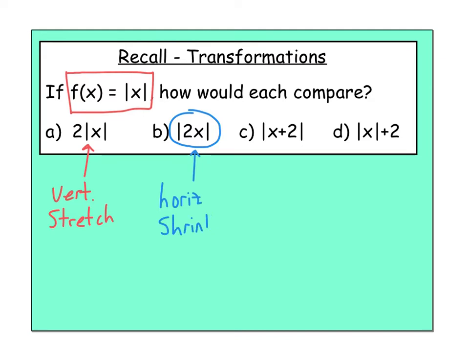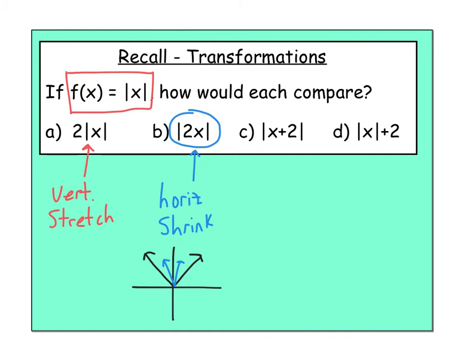And just to visualize what's going on there, if the parent function for this one, again, is a nice absolute value, looks like that. What a horizontal shrink would do, all the points would actually get closer together. They'd be compressed in a little bit more, and it would look like it's squeezed in horizontally.